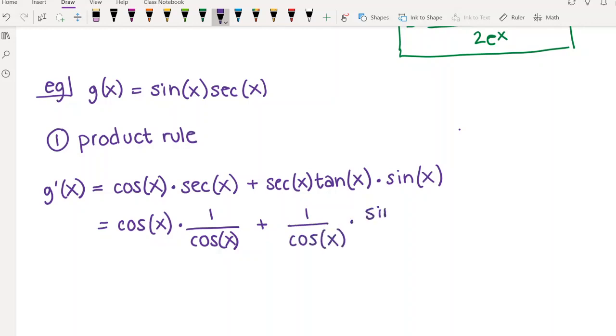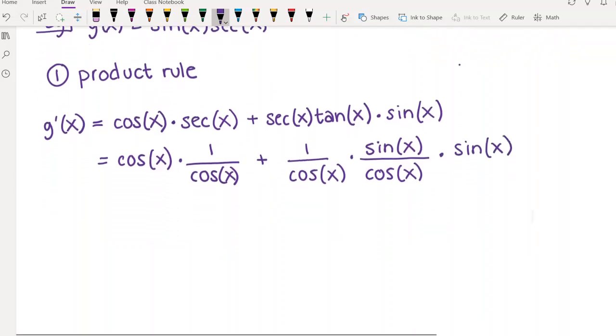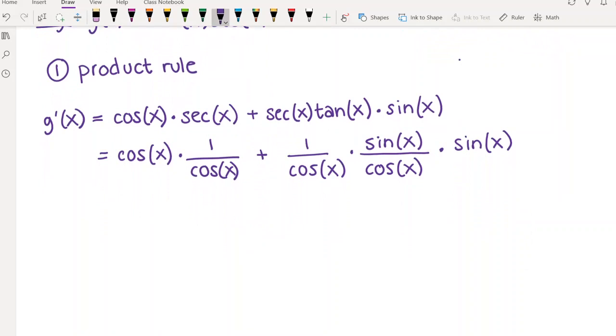Tangent is sine over cosine. And then we just have a sine, right? Just a sine of x. Okay, so let's see what this all simplifies to. The first part here is just going to equal 1, because we have cosine over cosine, so that's just 1.